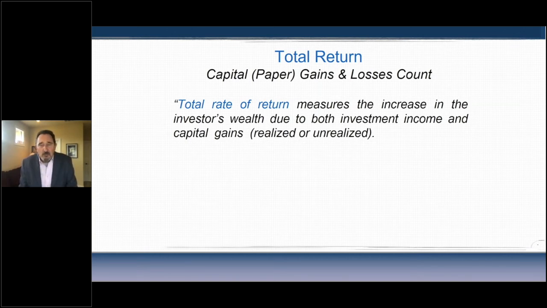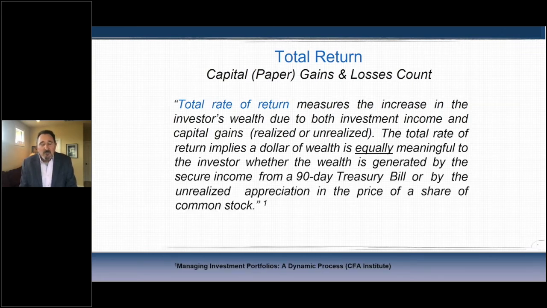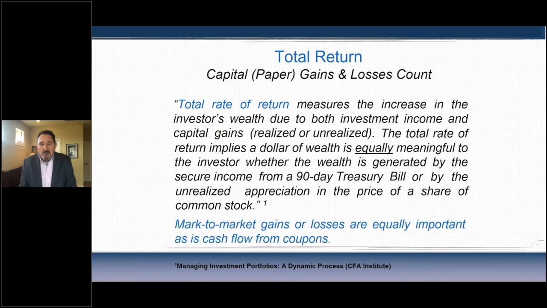All right, so total return, as I mentioned, is kind of indifferent. It looks at paper gains and losses as being real. So it measures the increase of the investor's wealth due to both investment income and capital gains. The total rate of return implies that this dollar of wealth that's generated is equally meaningful to the investor, whether it's generated from a 90-day T-bill or from the price appreciation of a stock. The takeaway from this is that the gain or loss is equally important as the coupon income.